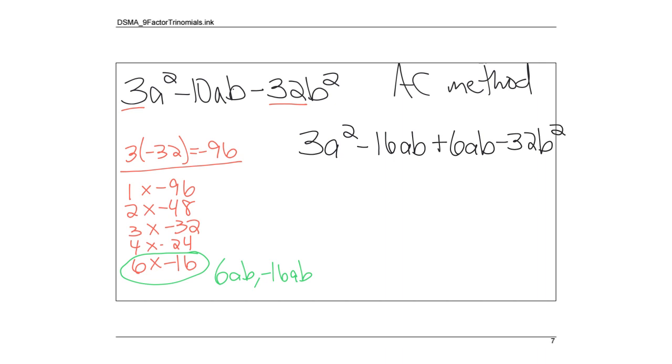Okay, so I wrote the first term of 3a squared. Instead of negative 10ab, I wrote the two terms that I found when I factored. But I had to have the a and the b there. And then my last term. So now I'm going to do factoring by grouping. With the first two terms, 3 and 16 don't have anything in common, but I can pull an a out of there.